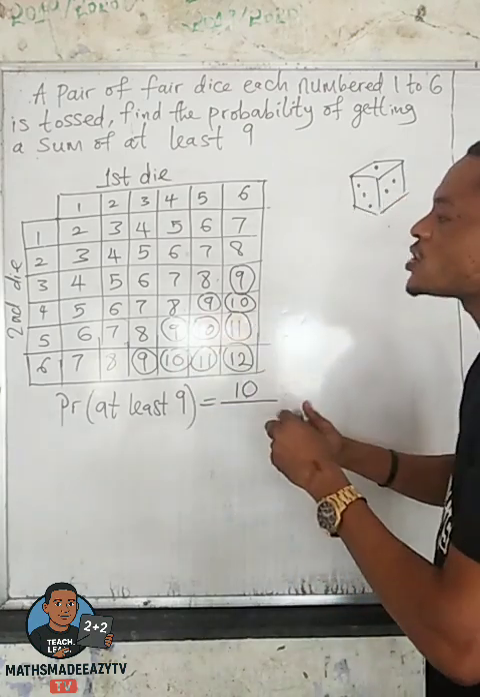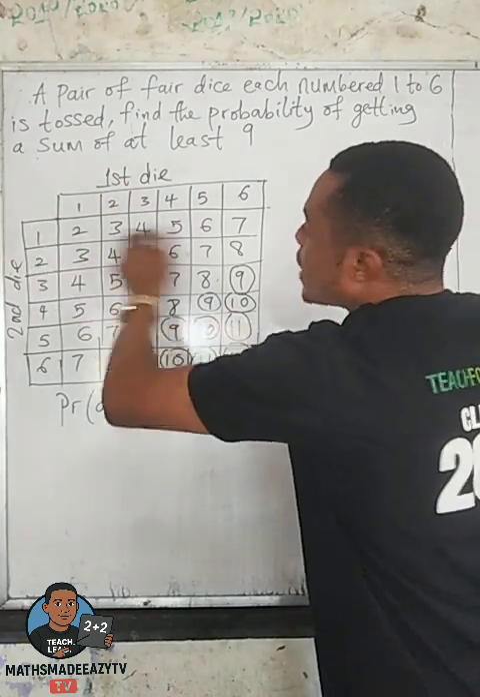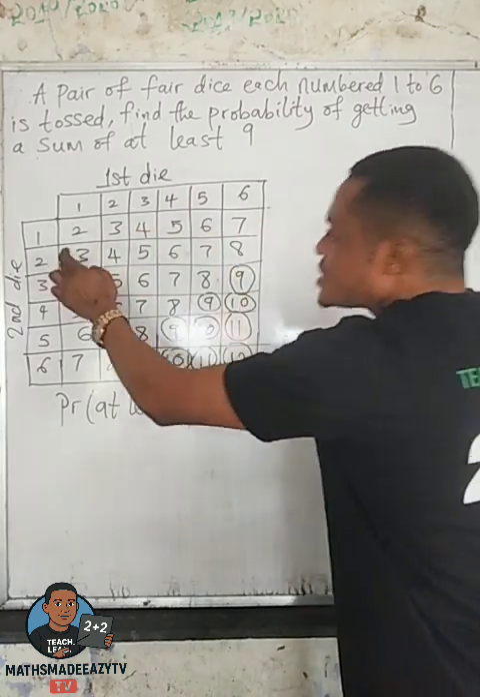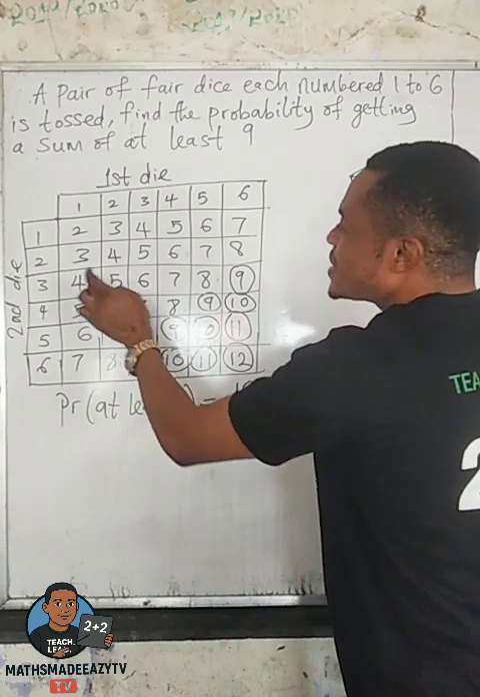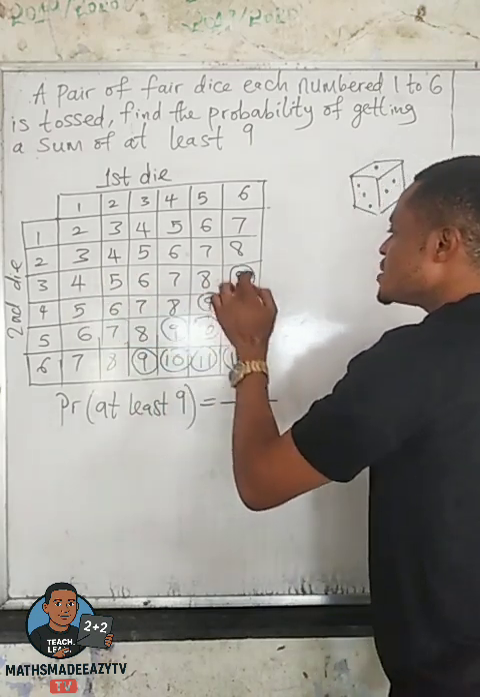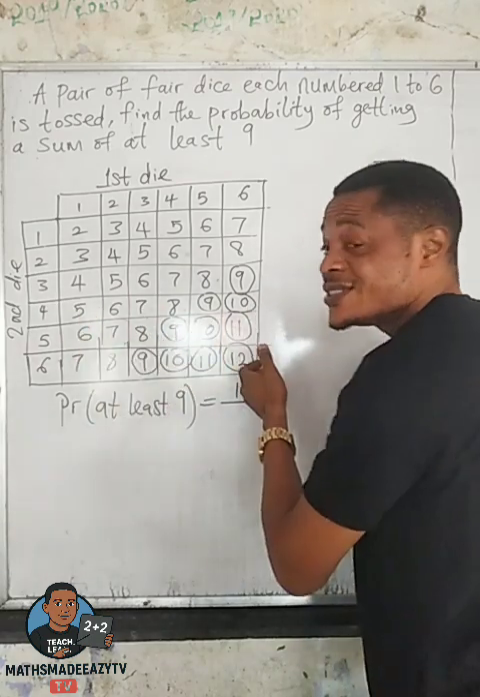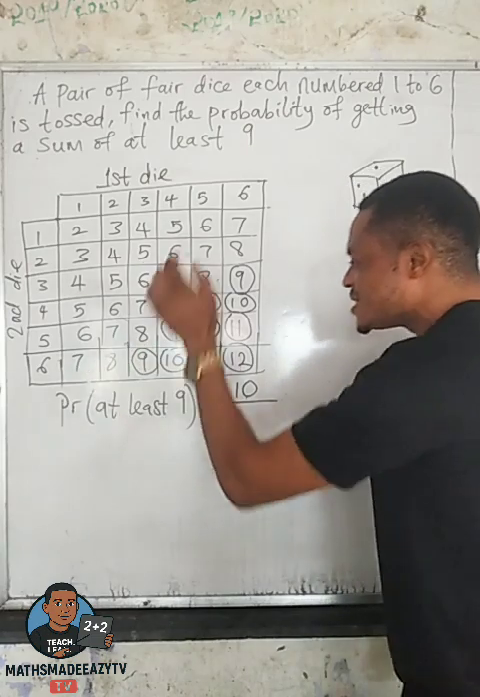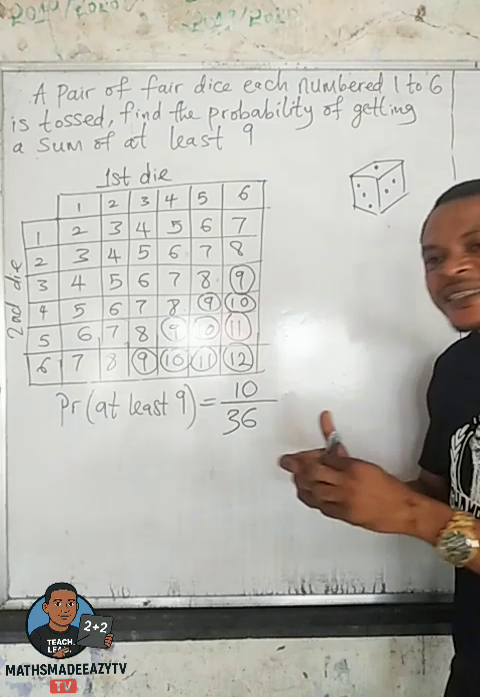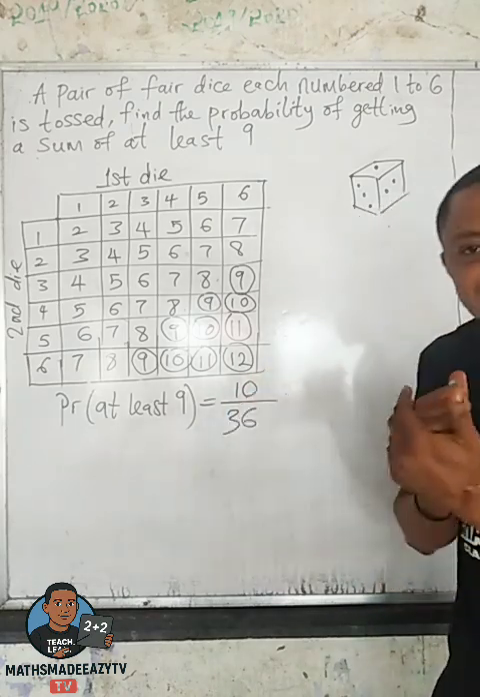From how many outcomes? From everything that is possible. It could be 1 and 1, it could be 2 and 1, it could be 3 and 1, and many more like that. So you count everything, and of course, everything is going to be 36 outcomes. So we are expecting 10 out of a possibility of 36 outcomes.